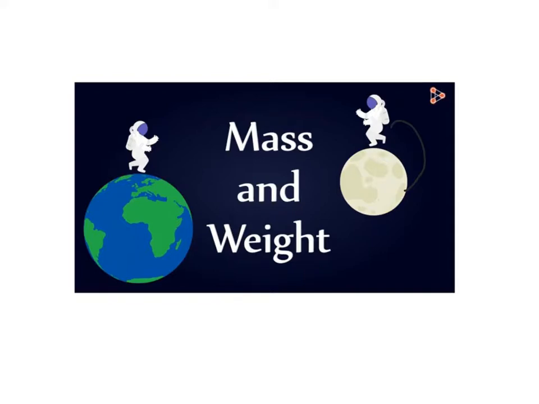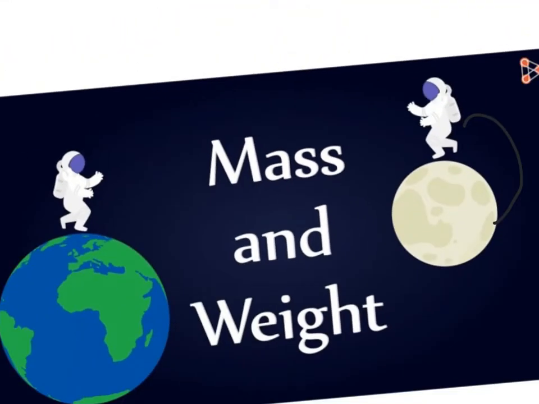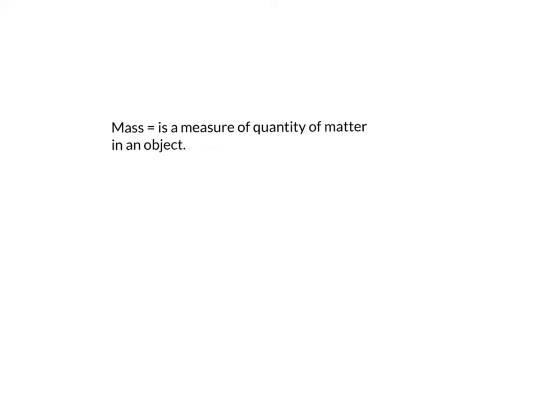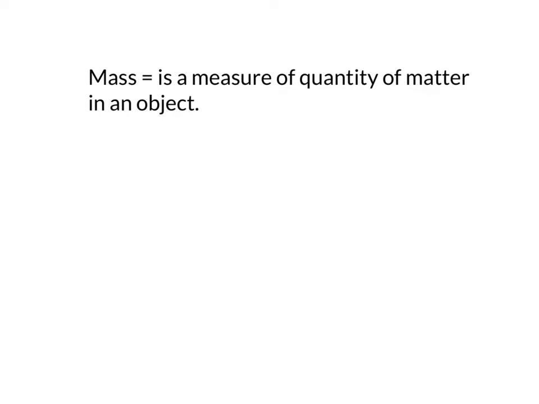The two criteria of matter based on its definition are volume and mass. We all know that volume is the space occupied by the matter, and this time we will talk more about mass. So, what is mass? Mass is the measure of quantity of matter in an object. It talks about the amount of matter present, which means the higher the value, the more matter is present.